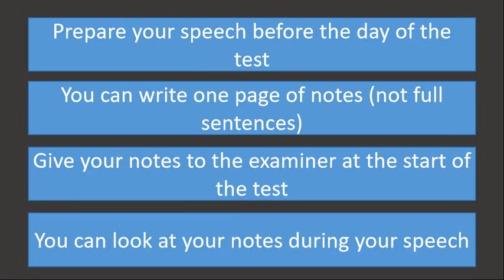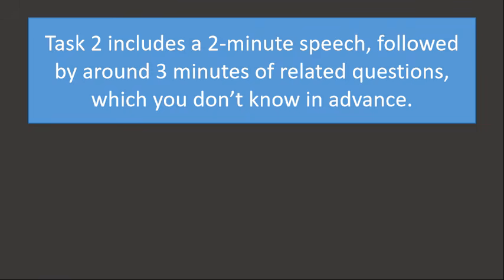Anyway, task 2 is a 2-minute speech followed by 3 minutes of related questions which you don't know in advance. However, they'll be on the same topic. So if you know a lot about the environment, choose to do a speech about the environment because then the questions are going to be better for you. Whereas if equality is something that you've enjoyed studying, you care a lot about, and you know a lot of vocabulary in that topic, do your speech about that because all the questions will be about equality and then you'll be able to talk about them.